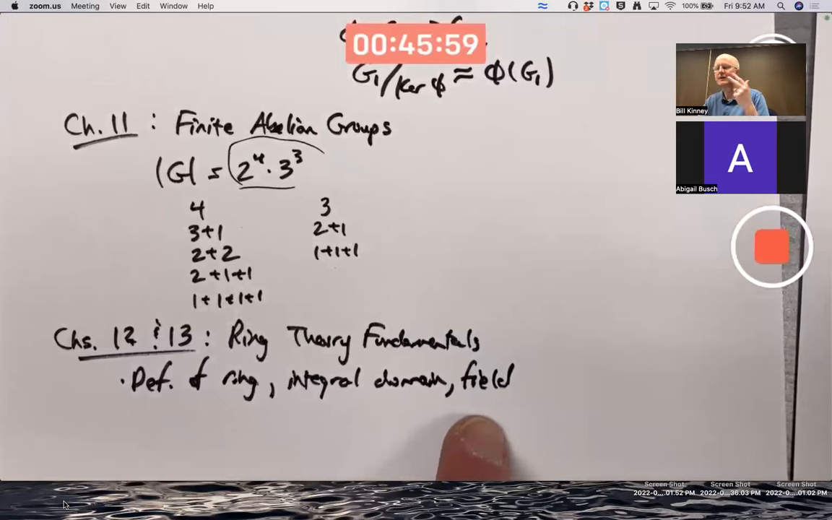Field, think of the definition quick here. It's a commutative ring with unity, a 1, in which every non-zero element is a unit, has a multiplicative inverse. Every non-zero element is a unit. Every field is an integral domain. There are no zero divisors.